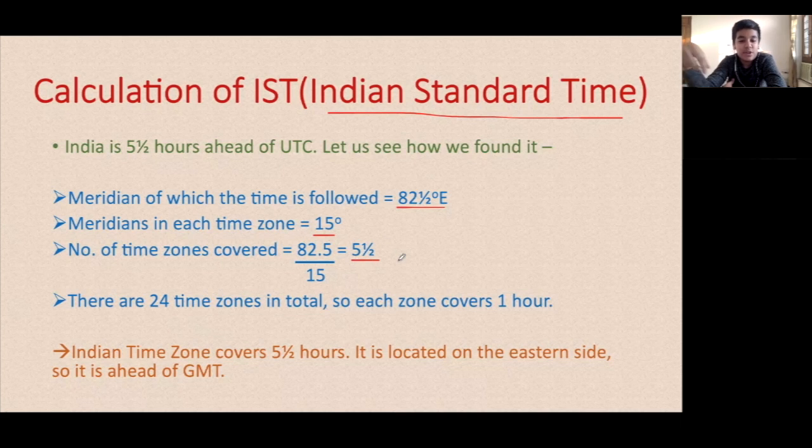And we know that there are 24 time zones in total around the globe. So if we divide by 24 hours, then each time zone will have 1 hour difference between each other. That's why 5.5 time zones covered will have a 5.5 hour difference. This shows that the Indian time zone covers 5.5 hours. It is located on the eastern side of the prime meridian or the GMT, 5.5 hours ahead of the GMT in India's time.